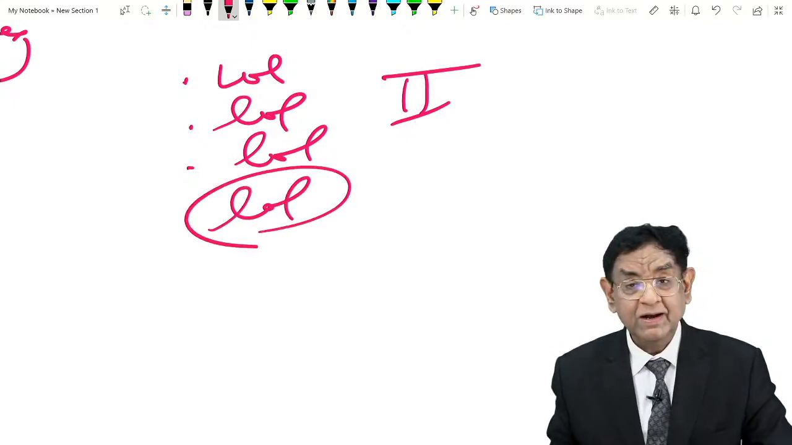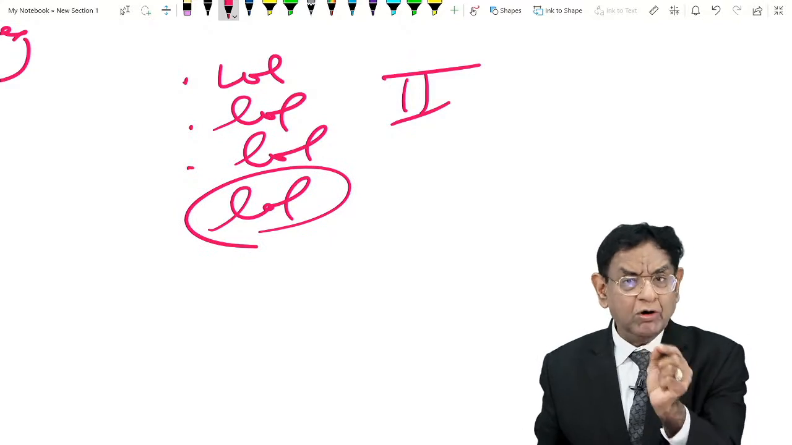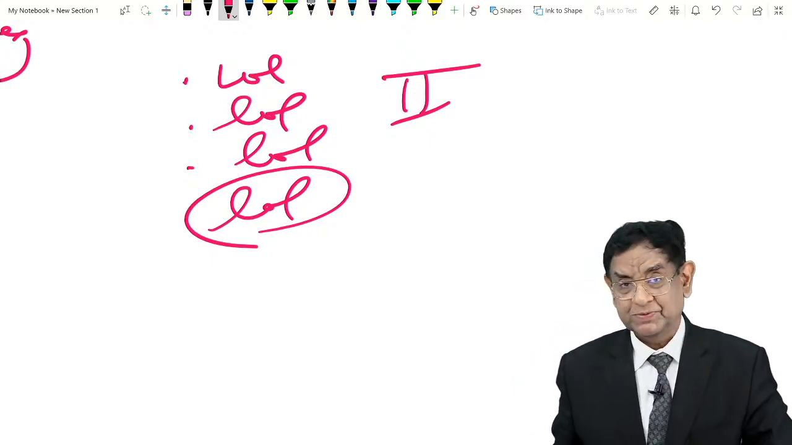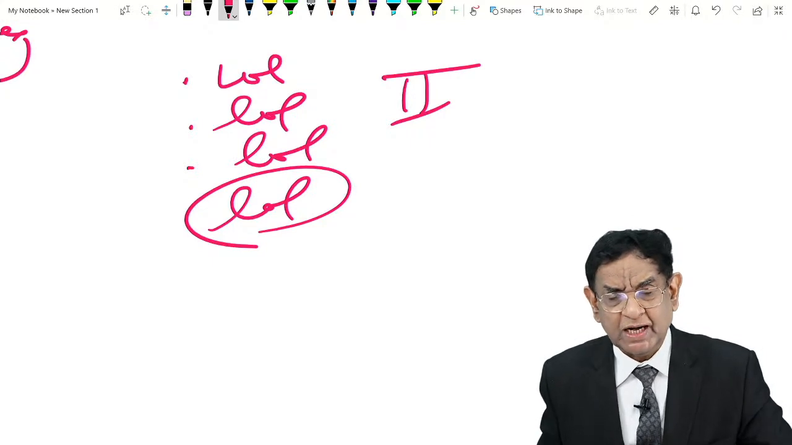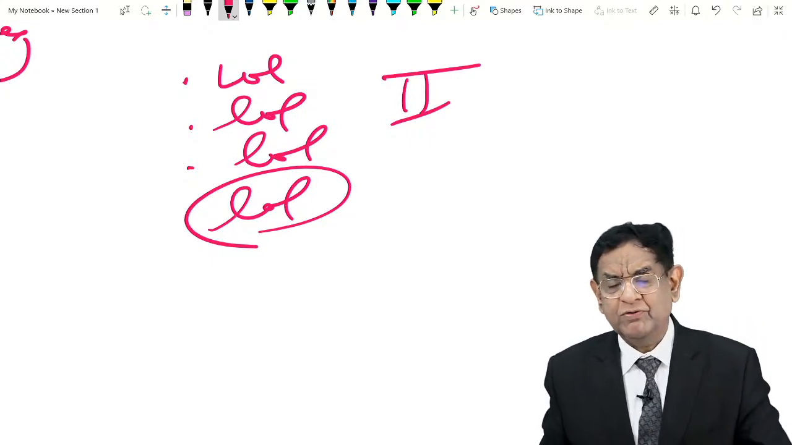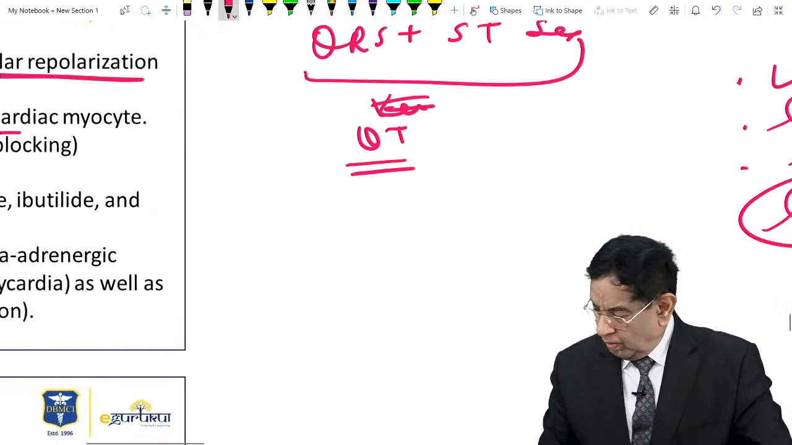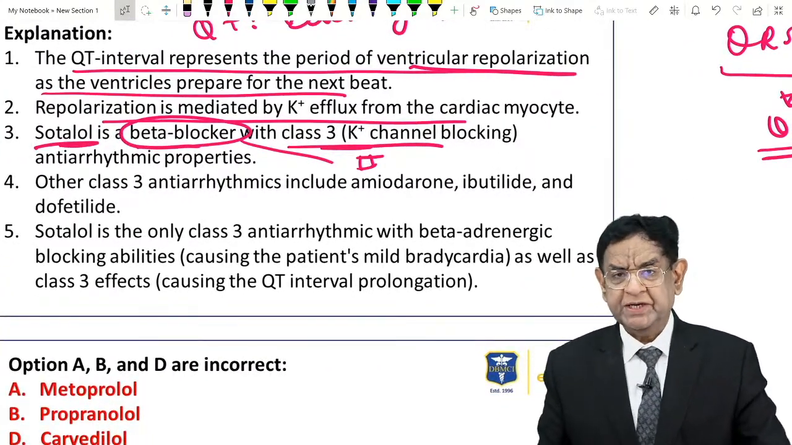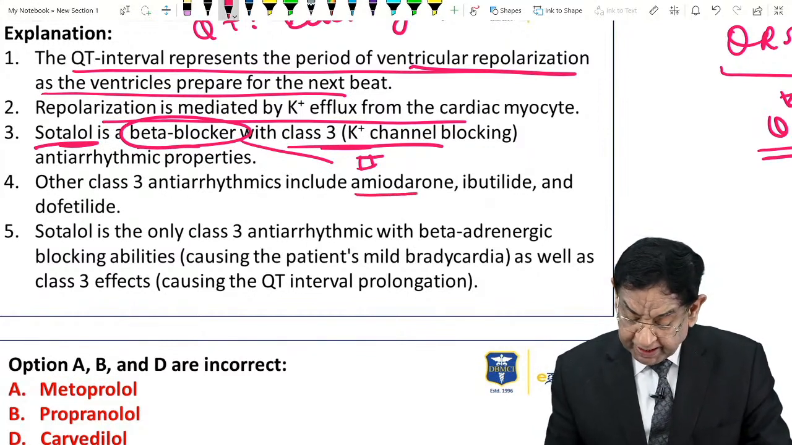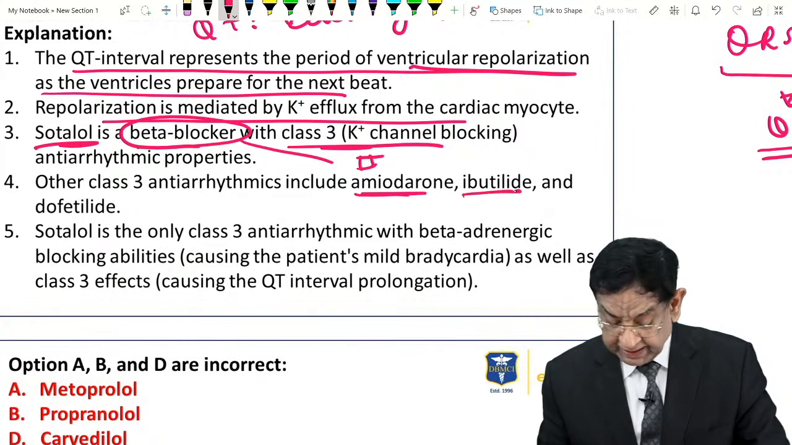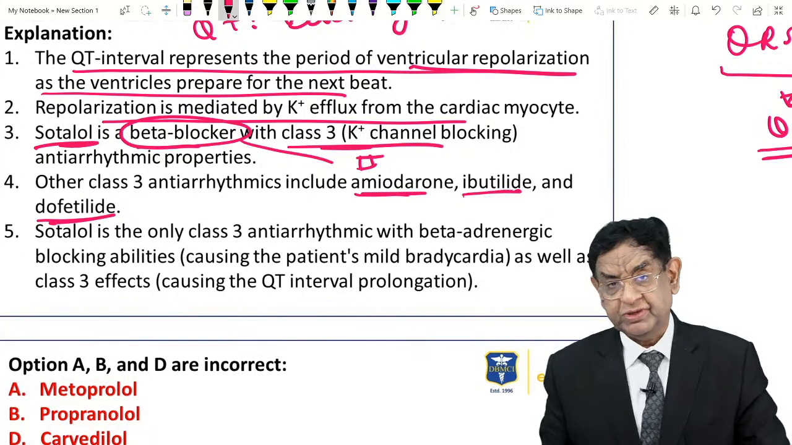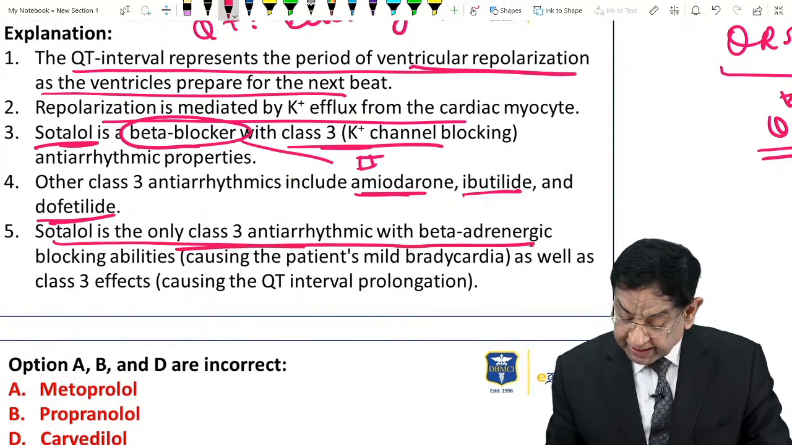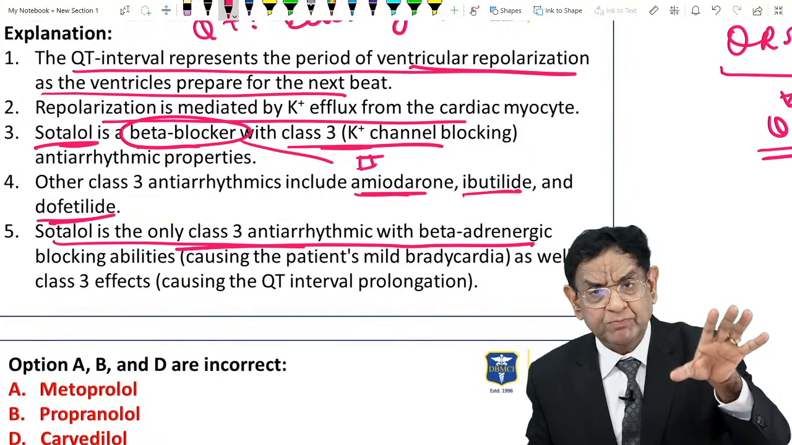Sotalol, but it's a class 3. It's the only lol which is not class 2. It's put into class 3, but it is a very powerful class 2 also. Point to be noted, amiodarone also has class 2 action, but sotalol is much more powerful as compared to amiodarone. With this background, we learned a special unique thing about sotalol. Other class 3 drugs are amiodarone, which we discussed, ibutilide and dofetilide. All these are class 3 drugs. So it is the only class 3 drug with much more powerful beta blocking.